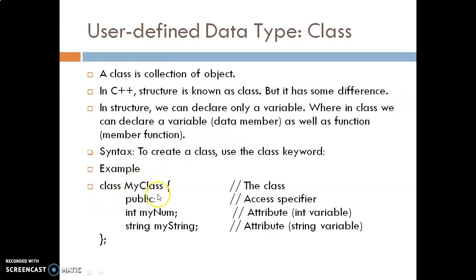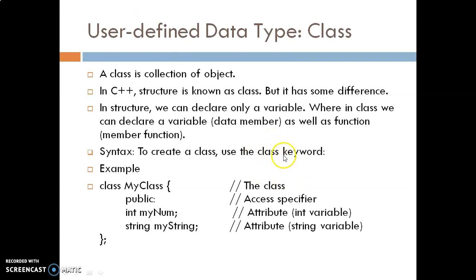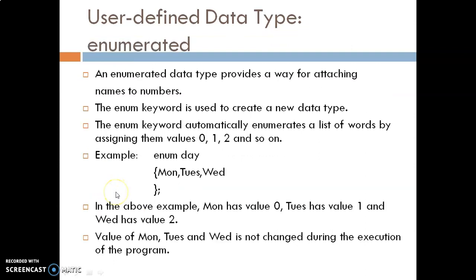You can see here the syntax. To create a class, use the class keyword. We will have to use the keyword class to create any class. So here you can create a class. This is the example. The name of the class is MyClass, and then this is the access modifier public. Here there are some variables that I have declared: myNum by using the data type int. Then the other data type is string and the other variable is myString. So you can create your own class by using the keyword class. That's why it is a user defined data type.